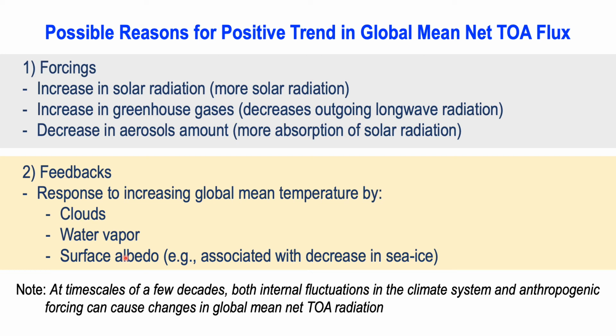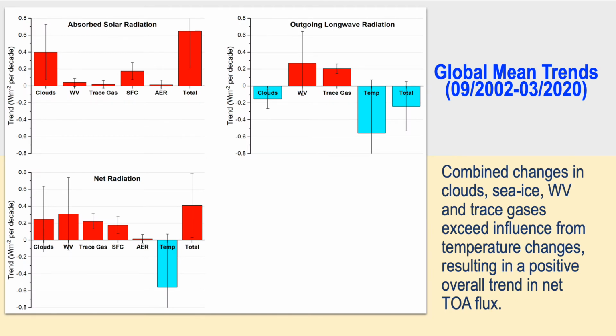So at timescales of a few decades, both internal fluctuations and anthropogenic forcing can cause changes in the global net radiation. And so we did an analysis using the observations to try and understand what is driving these increases we're seeing in the net flux.